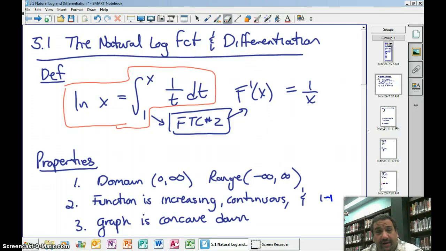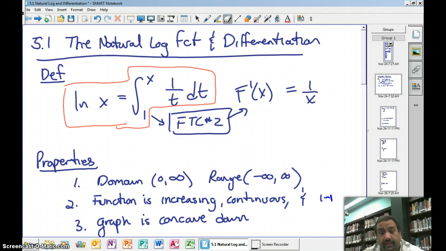Alright, welcome to Chapter 5. This is natural log, function, and differentiation. If you notice, the natural log of x is equal to this function. If we take the second fundamental theorem of calculus, you get the derivative is equal to 1 over x. So that really is the derivative of ln of x through all this stuff.